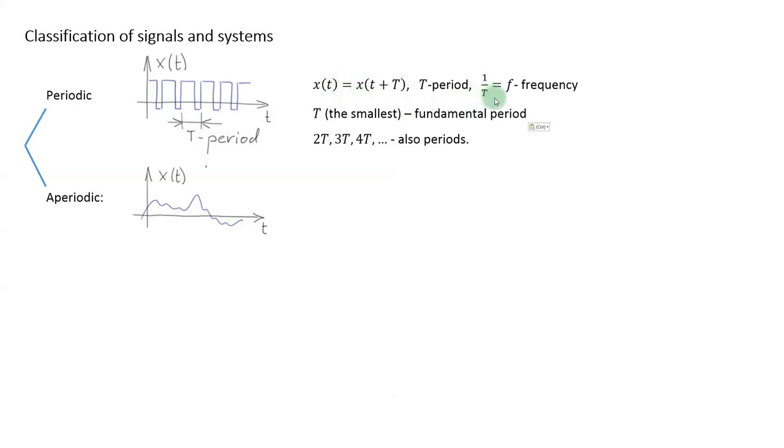1 over T, 1 over period, is the frequency of the signal. What students sometimes do not know is that this is not the only period of the signal. Yes, this interval repeats itself, but this interval also repeats itself, and this interval also repeats itself. So when T is the period, 2T, 3T, 4T, and so on are also periods of the signal. The smallest period has a special name, and we call it the fundamental period. In contrast to a periodic signal, we have an aperiodic signal, which simply does not repeat itself.